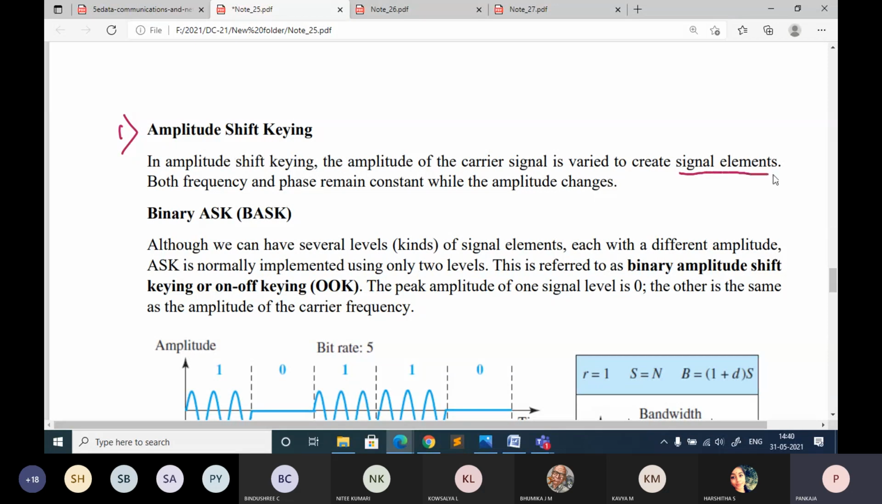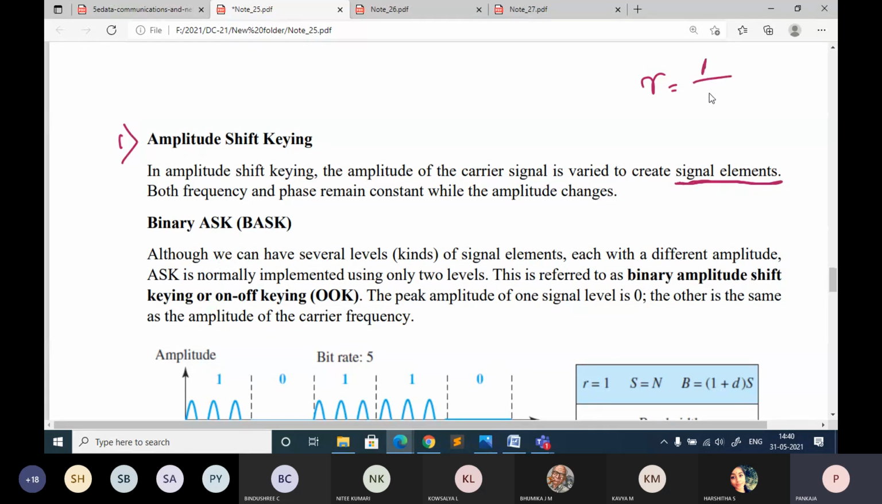I think everybody is aware by this time what is a signal element and a data element. We have been using these terms from the last 2 chapters. When you want to calculate R, it is the number of data elements over the number of signal elements. The same thing here. Whatever data it wants to carry is represented in terms of signal elements. A signal element is varied according to the amplitude. It cannot be constant. So both frequency and phase remain constant while amplitude changes.